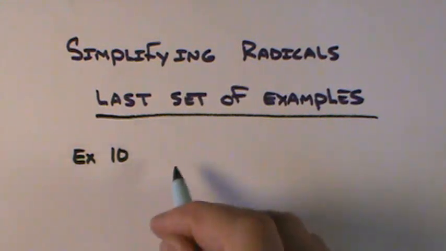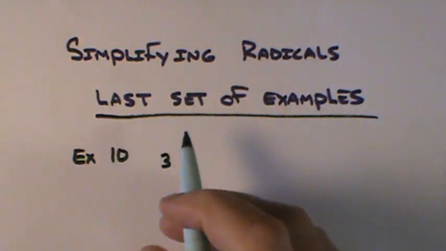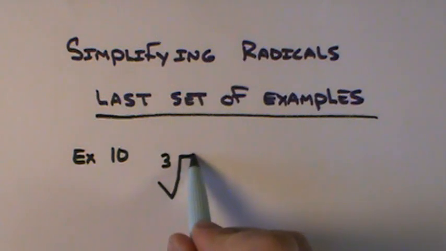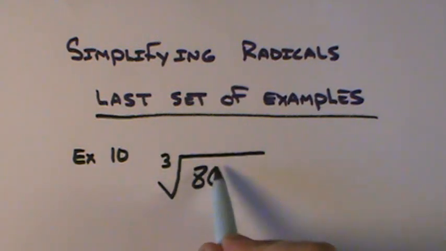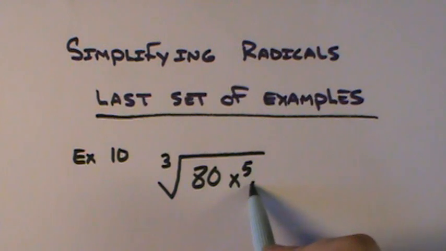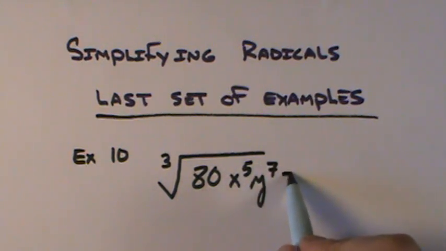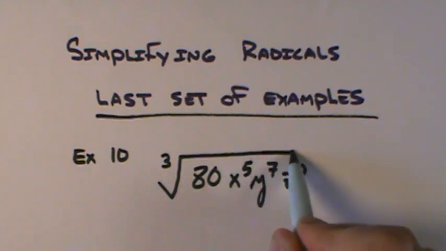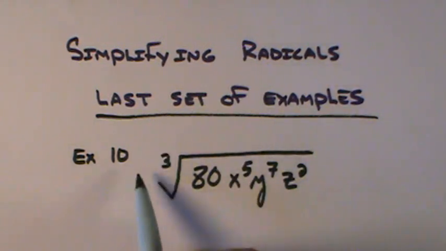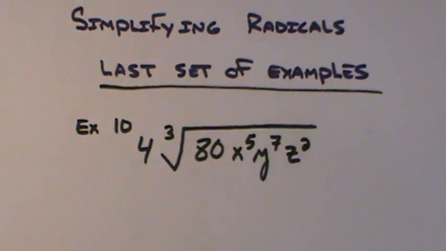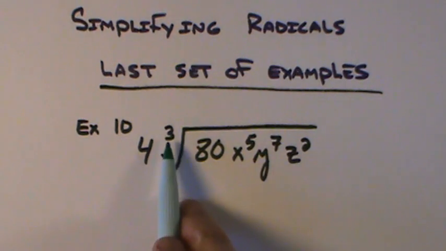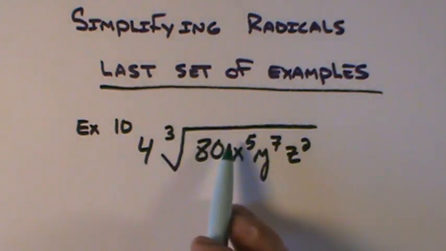And this time let's do a cubed root of 80 x to the 5th y to the 7th z squared. And let's put a number on the outside. Let's put a 4 on the outside just to make it crazy difficult. Now in this scenario, you want to have exponents that are raised to this index. The number on the outside is called the index. Inside they're called powers or exponents.